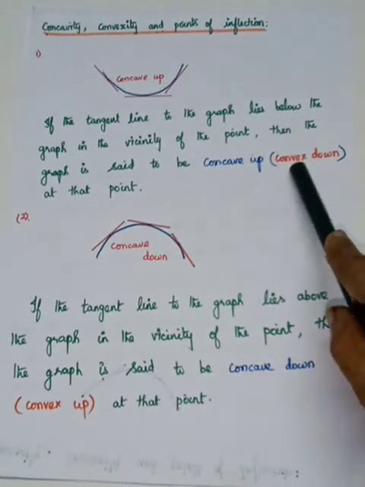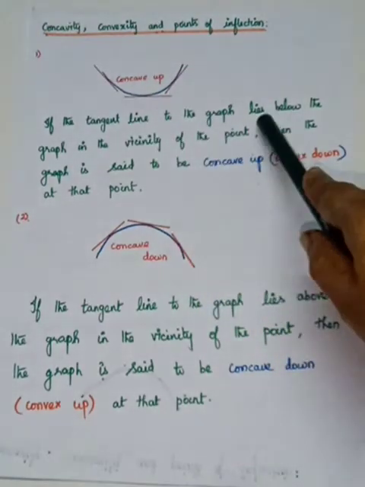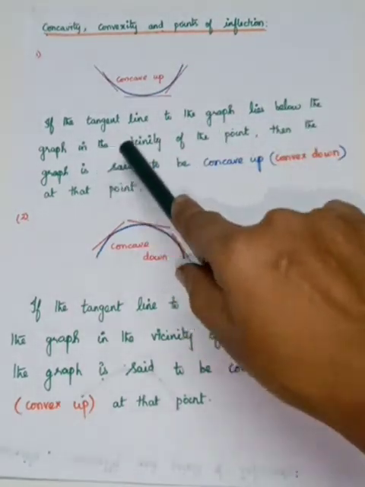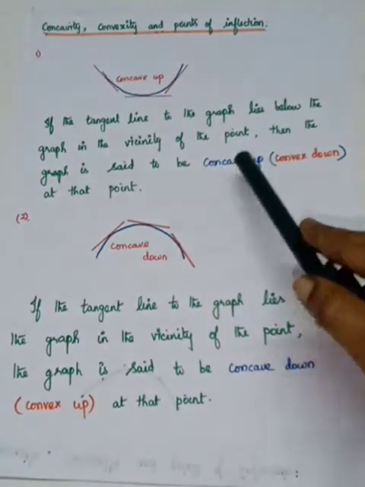Otherwise we can say convex down. So if the tangent line to the graph lies below the graph in the vicinity of the point, then the graph is said to be concave upward.